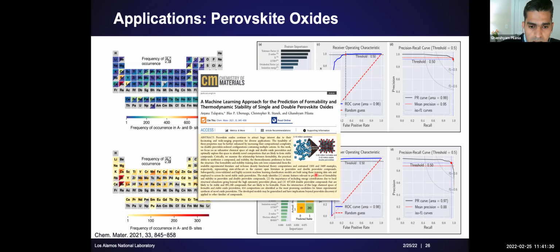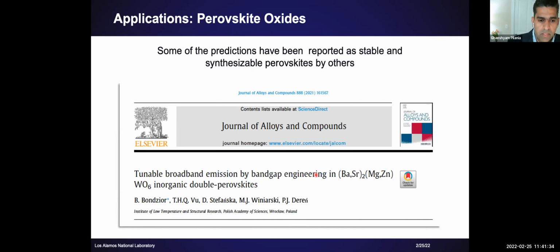But the exciting thing is that after we published this paper, some of the predictions that we made in the paper have actually been validated by others. I noticed this paper came out last year, and the chemistries that they have synthesized had actually been predicted in our paper that was published earlier. So that's kind of an independent validation.